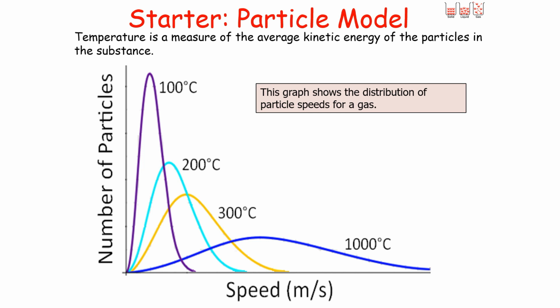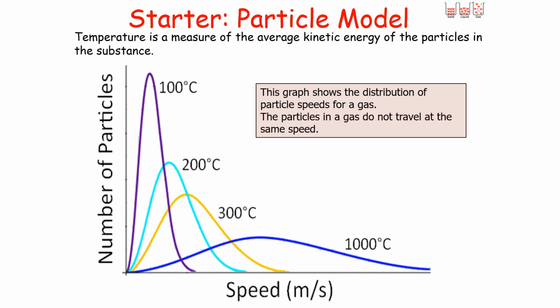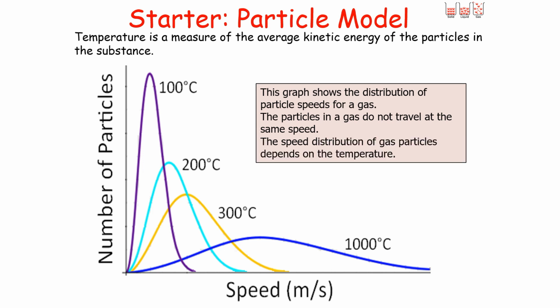Now, as we go back to this following graph, this graph shows the distribution of particle speeds for a gas. It's important to note that the particles in a gas do not travel at the same speed, and the speed distribution of the gas particles, as you can see on the graph, depends on the temperature. Some particles will be moving fast, but others will be moving much more slowly. But most of the particles in the gas will travel around at the average speed.